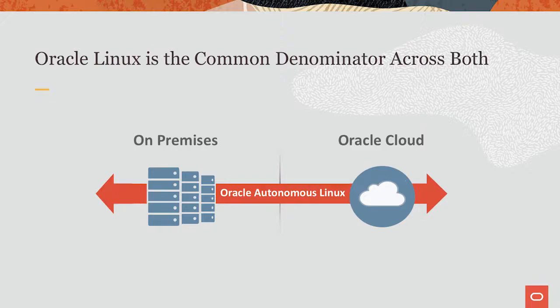At OpenWorld in San Francisco, we announced Autonomous Linux, and you hear a lot about Autonomous Database. You heard yesterday and today. And Autonomous Linux is similar. We automatically patch the system for you, we automatically tune it for you, and so forth. And this is important from a developer point of view because a lot of developers are application developers. They don't really want to deal with the operating system.